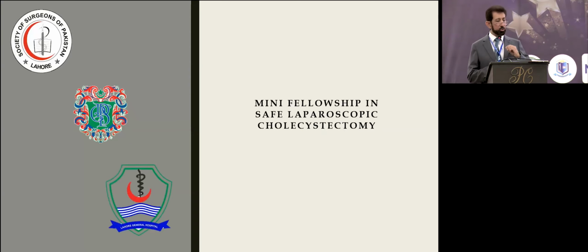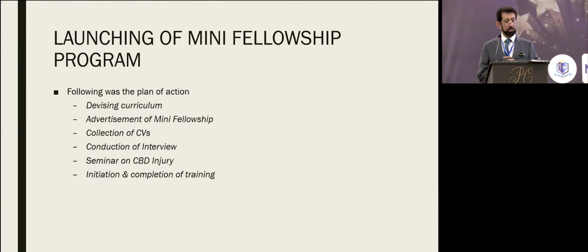And recently, the most recent intervention, a small quality improvement project, has been done. There were reports coming up that there are many common bile duct injuries which we are receiving at the teaching hospitals. So we thought that a safe laparoscopic cholecystectomy initiative should be started, along the lines of the American College of Surgeons. With the help of the Society of Surgeons Lahore, Professor Waris Farooqa is the vice president and Professor Farooq Afzal is the president. With their help, and Lahore General Hospital and Research Institute of Medical Sciences, we started a mini fellowship. We laid down the program, we devised the curriculum, we advertised, we collected the CVs, we conducted the interviews, we had a seminar, and then we actually had the training.